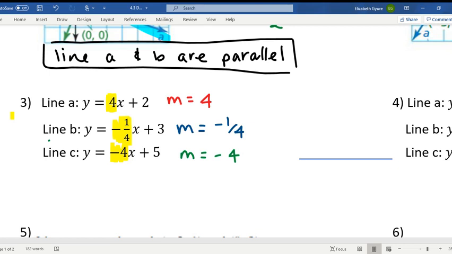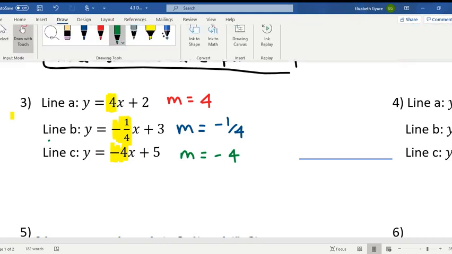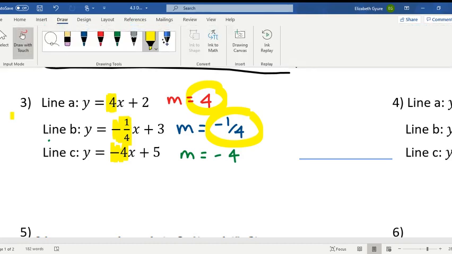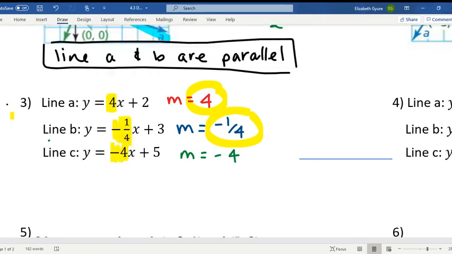Yes. Which two? Yeah, the +4. Good. The +4 and the -1/4, because there's one positive and one negative. Yeah, so there's the opposite part. And then is the reciprocal of 4 1/4? If you flip it around? Yes, so it's the opposite and the reciprocal. Very good. So we would say that line A and B are perpendicular.